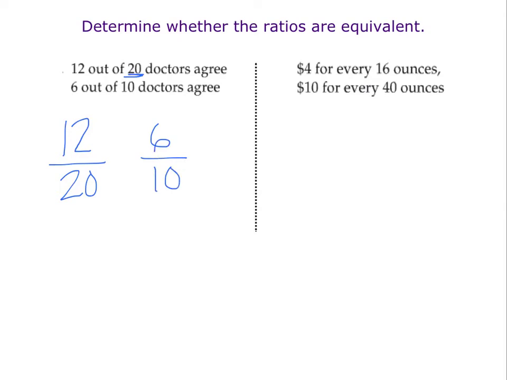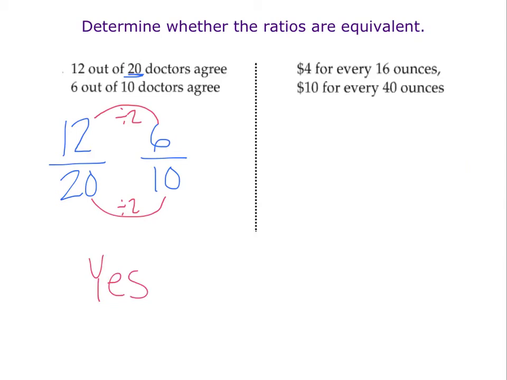There's 2 ways of solving this. One way is to just look and see, can I go from one group to the other and do the same multiplication problem or same division problem? So here I notice if I'm going from 12 to 6, I divided by 2. Did I divide by 2 to get from 20 to 10? Yeah, I did. So these are equivalent ratios. I would write, yes, they're equivalent.